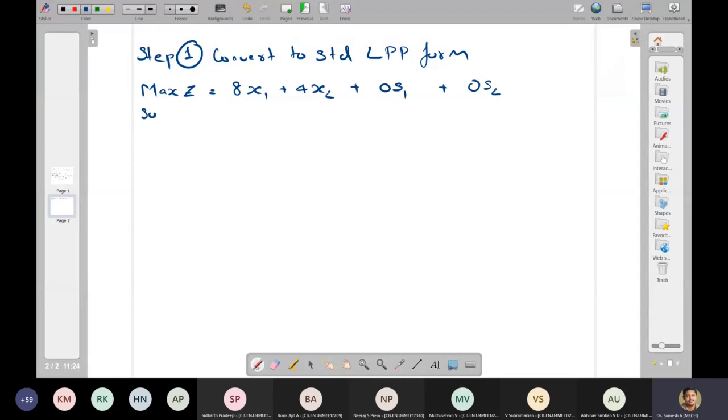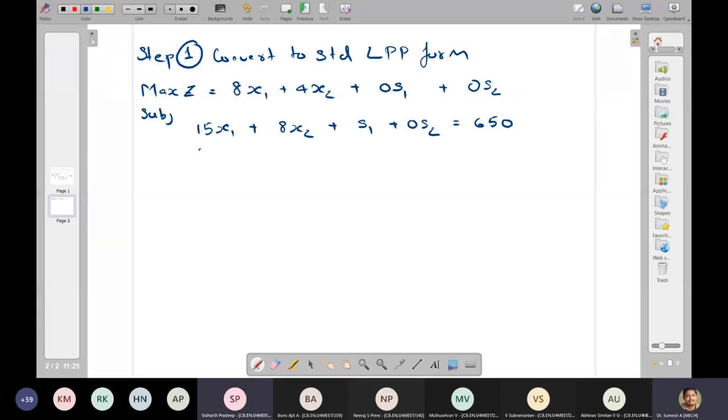subject to the constraints 15x1 plus 8x2 plus s1 plus 0s2 equals 650.